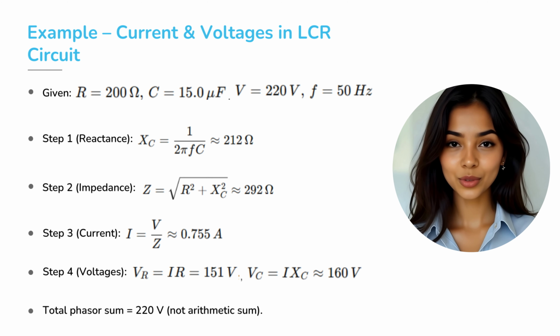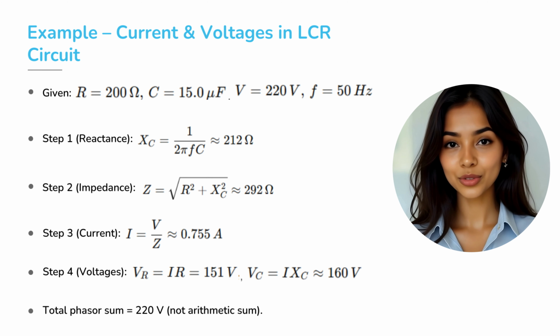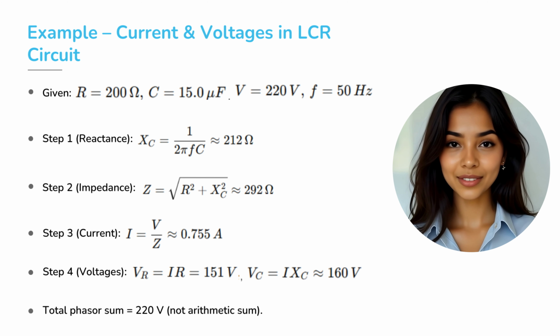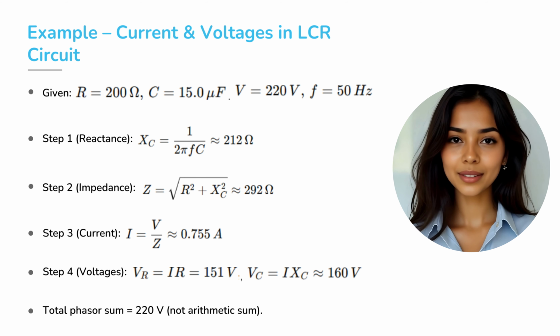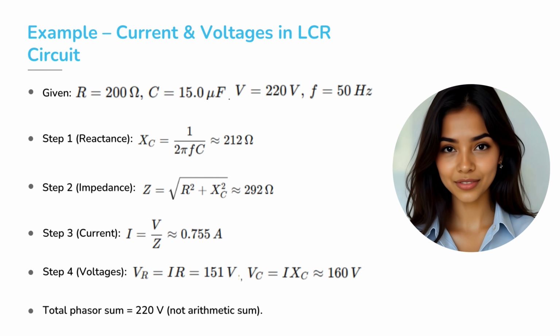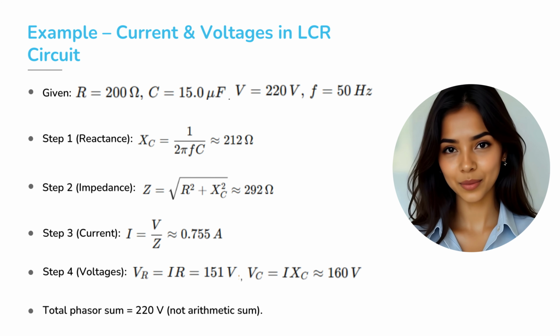Alright students, let's work through a numerical example to solidify our understanding of the LCR circuit. We are given that the resistance R is 200 ohms, the capacitance C is 15 microfarads, the applied voltage V is 220 volts, and the frequency F is 50 Hz. Step 1. We calculate the capacitive reactance Xc. Using the formula Xc equals 1 divided by 2 pi Fc, we get approximately 212 ohms.